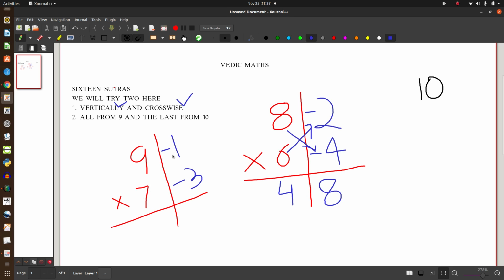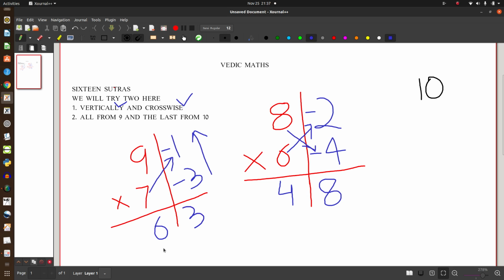So 7 minus 1 will become 6. So I'll get 6 over here. Even if I take 9 minus 3, then also it will come 6. So I went crosswise over here, 7 minus 1, 6. Then I have to multiply these two, minus 3 and minus 1, it will become 3. So I got 3 over there.